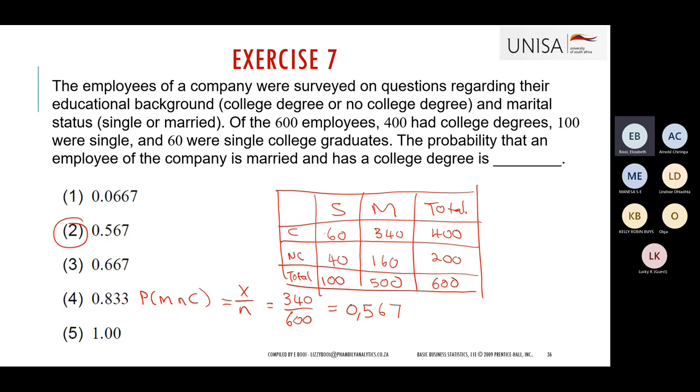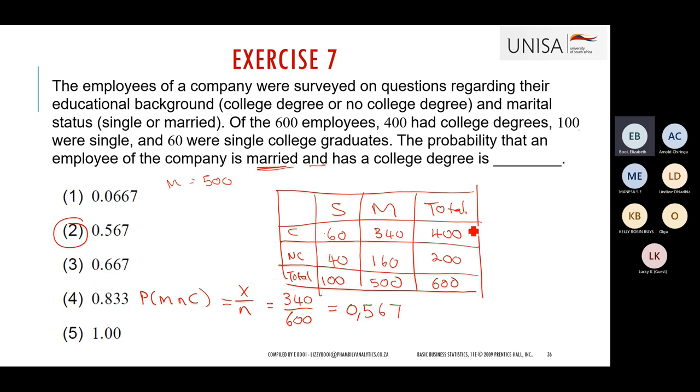So you can use other mechanisms, because if I know that married and single are complements of one another, I didn't have to do the contingency table based on the information, because that is what they are asking. I could have just said, in terms of marriage and single, they are complements of each other. If I have 600, I need to know how many. So I have 100. So it would have been that married will be 500. But that doesn't help, because I'm looking for the joint probability of college and marriage.